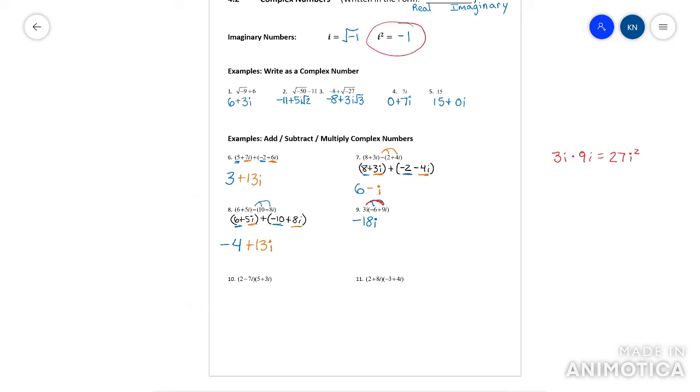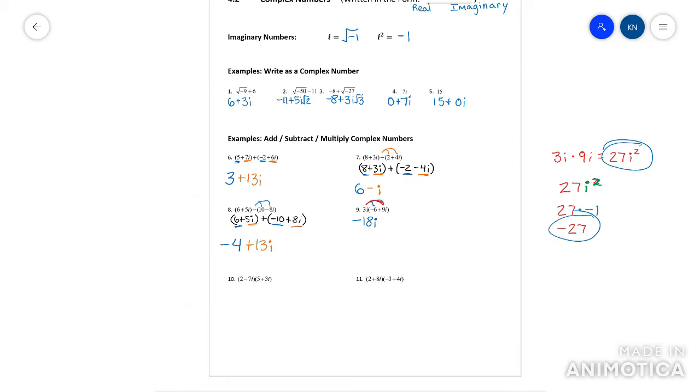And i squared has a value of negative 1. You can basically substitute this i squared right here for negative 1. So it's like it says 27 times negative 1, which is just negative 27. Once you get good at this, you can realize that from here to here, it's just a sign change on the number. If you see i squared, just change the sign of the number and take away the i squared.